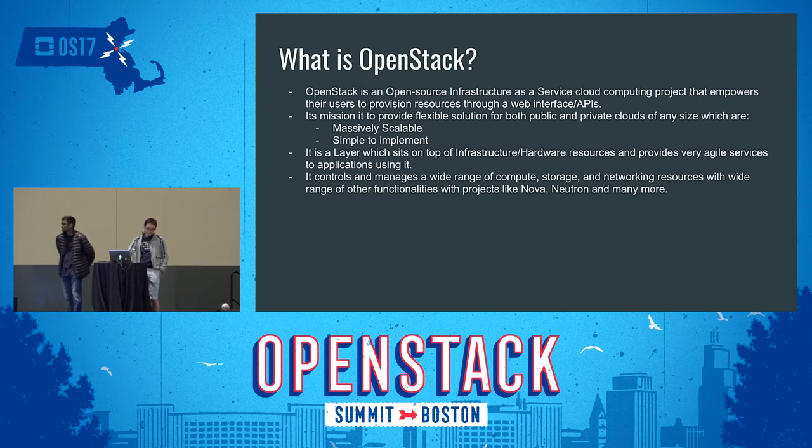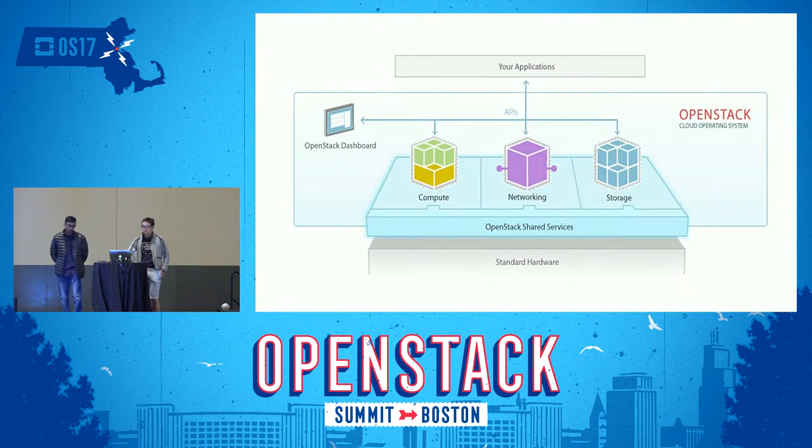It's massively scalable, and it's easier to implement than other cloud providers. It has the benefit that a user could deploy on their own machines, and it could be used either as a private cloud or as a public cloud. This is the architecture of OpenStack we usually see. It has a compute node, networking node, and a storage node. All are controlled by OpenStack, and the interaction of all these services is usually done through REST APIs, and we have standard hardware on top of which all of these services are deployed.